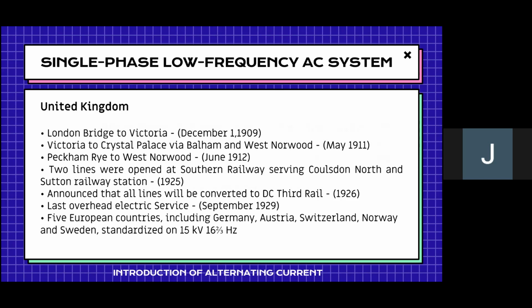At nagsunod-sunod to noong May 1911, June 1912 at 1925. Pero in-announce noong 1926 na i-convert na lahat nitong AC system na to bilang DC third rail. At ang last overhead electric service nga is noong September 1929. Pero inadapt naman din to ng 5 pang European countries, which is Germany, Austria, Switzerland, Norway, and Sweden.